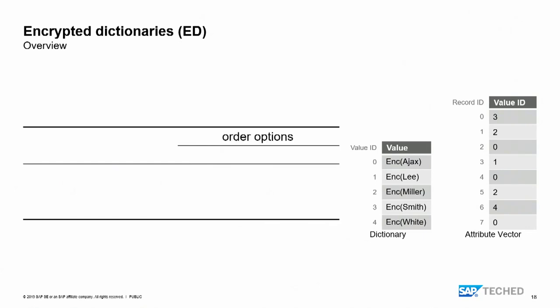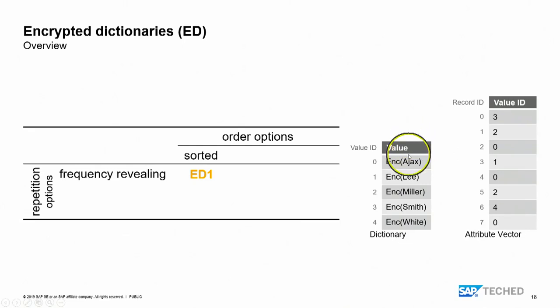categorized in 2 dimensions. First, the so-called order options. You will learn in a second what that means. And repetition options, which we will also discuss. The first order option is sorted. The first repetition option is frequency revealing. And the result of that combination, we call it ED1, for Encrypted Dictionary 1. For this encrypted dictionary, you already see an example on the right. And the important thing is here, you have the dictionary, and every value in the dictionary is encrypted.